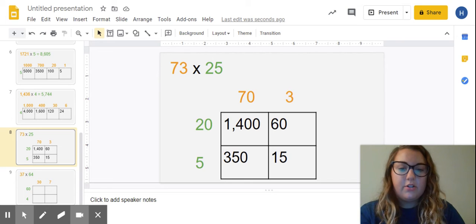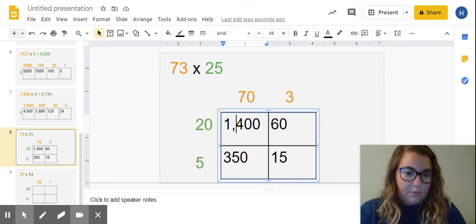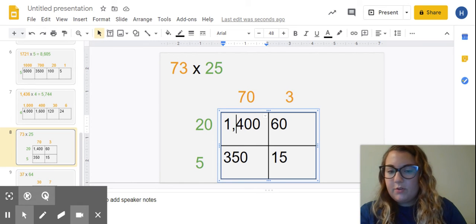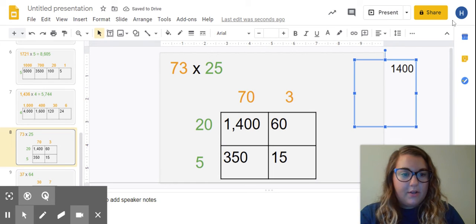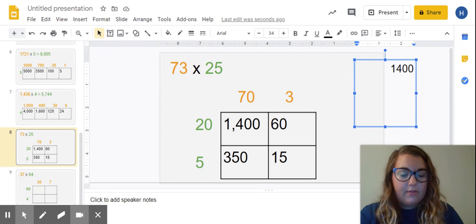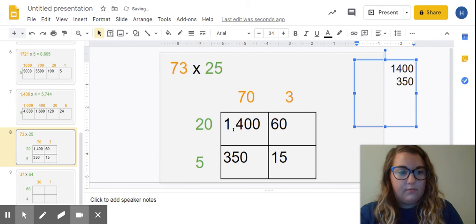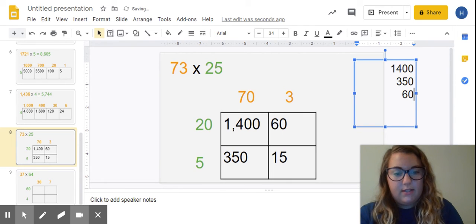So I'm going to start with my first number, which has the greatest value. So I will start with 1,400. Okay, so here I have started with my first box, which gives me my highest number in value, and I'm looking for the second highest number in value, which is 350. And then I can add my 60 and my 15.